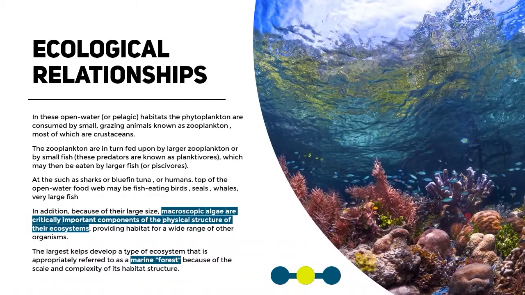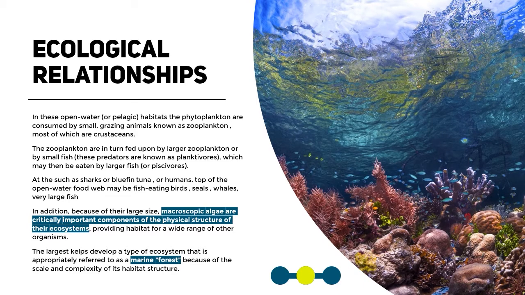In these open water, or pelagic, habitats, the phytoplankton are consumed by small, grazing animals known as zooplankton, most of which are crustaceans. The zooplankton are in turn fed upon by larger zooplankton, or by small fish. These predators are known as planktivores, which may then be eaten by larger fish, or piscivores, such as sharks or bluefin tuna, or humans. Top of the open water food web may be fish-eating birds, seals, whales, very large fish.